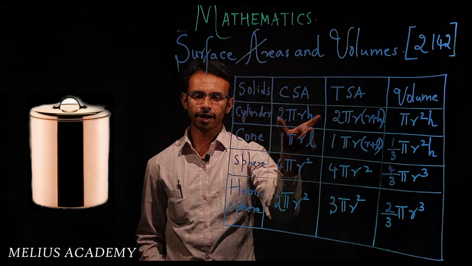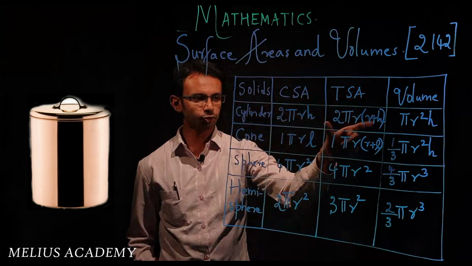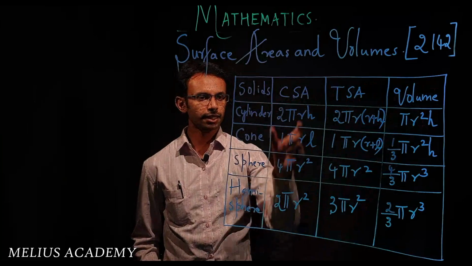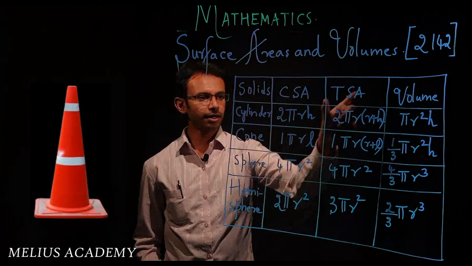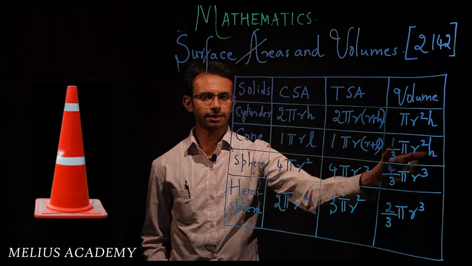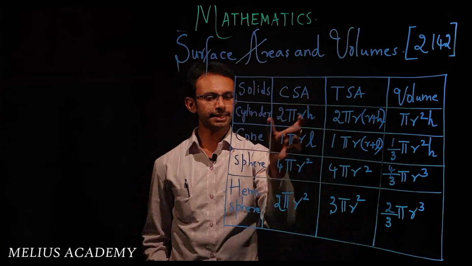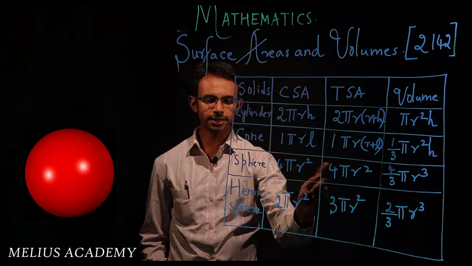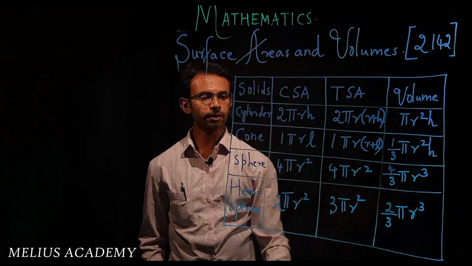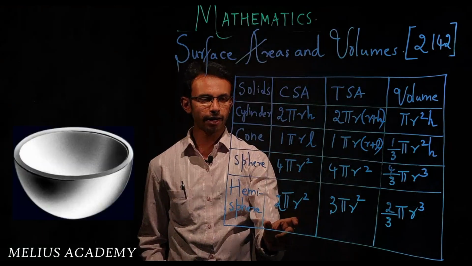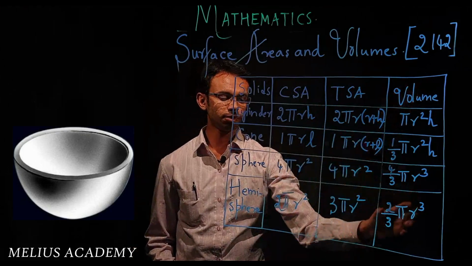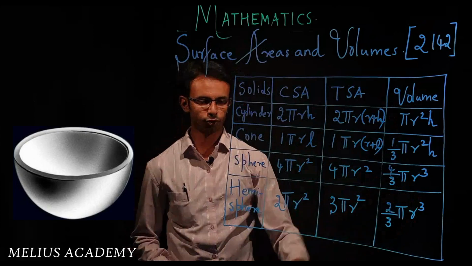CSA of cylinder is 2 pi r h, total surface area of cylinder is 2 pi r into r plus h, volume of cylinder is pi r square h. CSA of cone is pi r L, TSA of cone is pi r into r plus L, volume of cone is 1 by 3 pi r square h. CSA and TSA of sphere are both the same, 4 pi r square. Volume of sphere is 4 by 3 pi r cube. CSA of hemisphere is 2 pi r square. TSA of hemisphere is 3 pi r square, and volume of hemisphere is 2 by 3 pi r cube.